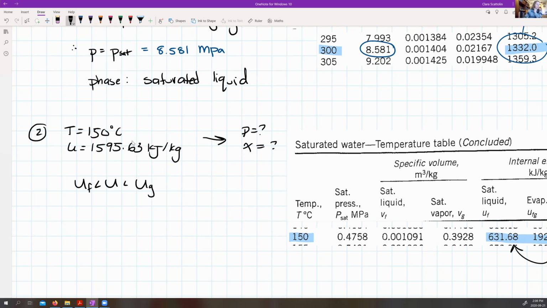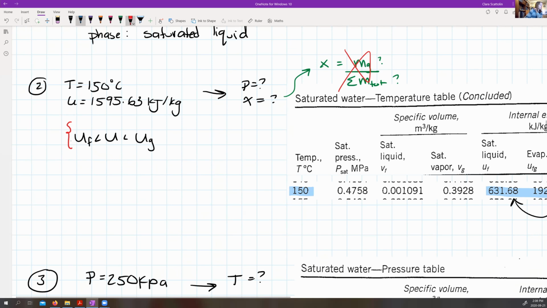The quality can be defined as the mass of the gas over the total mass. But I don't know the mass of the gas. I don't know how much there is in the system. And I don't know the total mass either. So for right now, this is not all that useful. I can't solve it this way. What I can do though is look at my values for UF and UG.